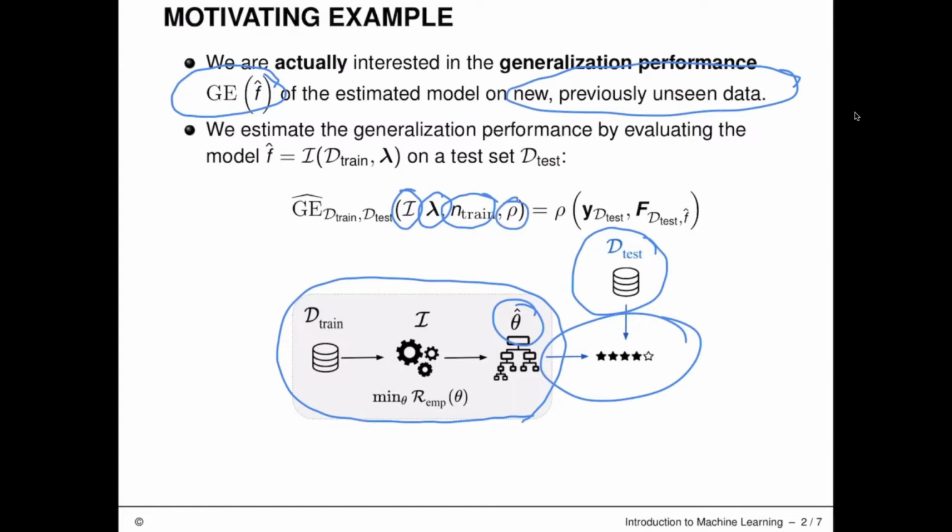For example, we can say we are interested in the area under the curve. So we estimate the generalization error by the area under the curve on the test data. We compare the true labels y on the test data with the scores on the test data as well.